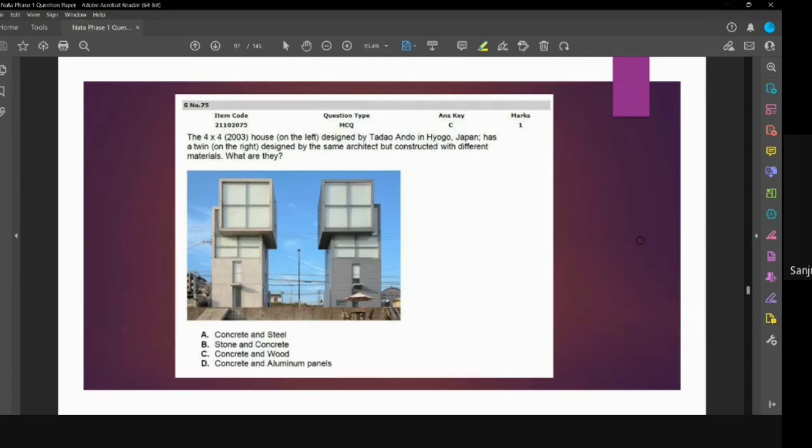So this is built using different material palettes, but it appears the same. പക്ഷെ യൂസ് ചെയ്തിരിക്കുന്നത് is concrete for the left and wood for the right. Also laminated pine and Paulownia timbers were used. So the correct option is option C, concrete and wood.